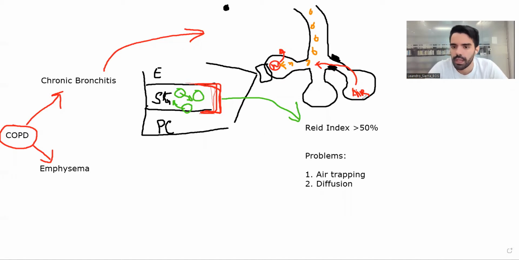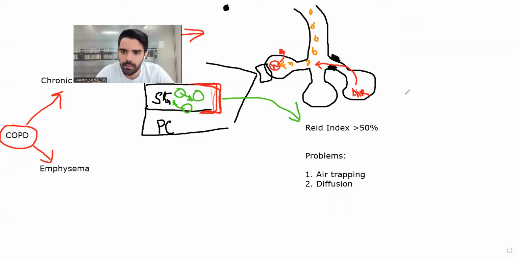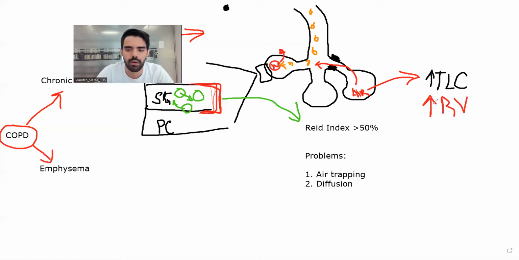alveolar side. So if we do a spirometry, an exam where the patient has to get the air out of the body, and you measure the parameters of that spirometry, you will have an increase in the TLC, total lung capacity, which is the amount of volume that will be in the respiratory system. And most importantly, an increase in the residual volume, the volume of air that stays after the expiration, right?